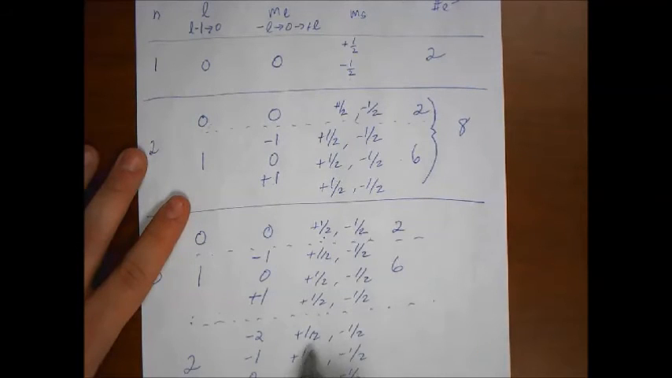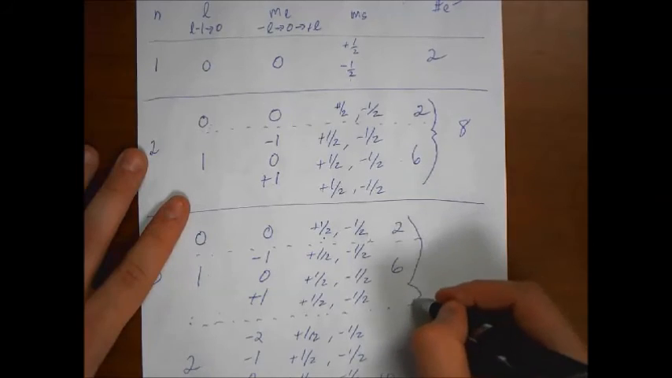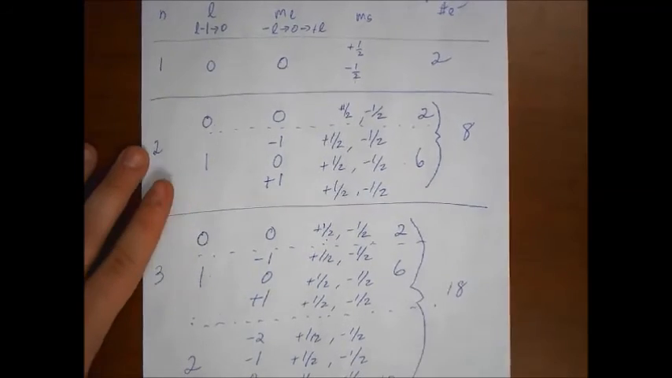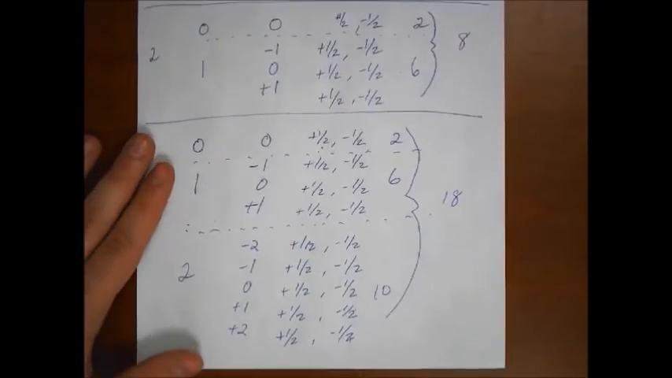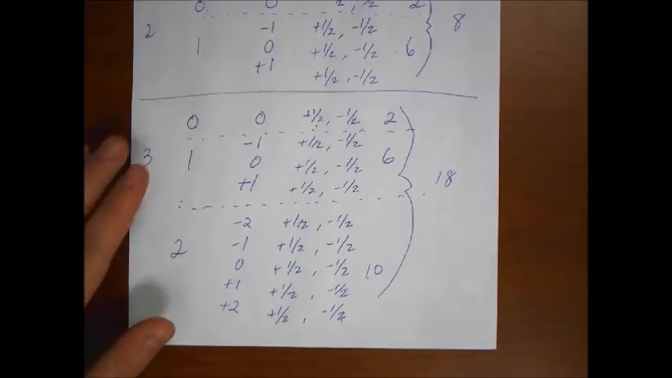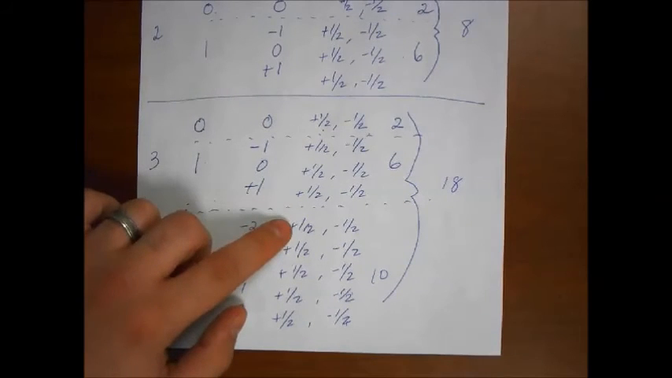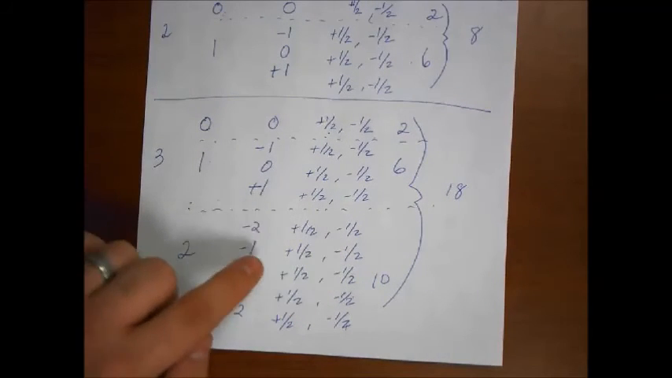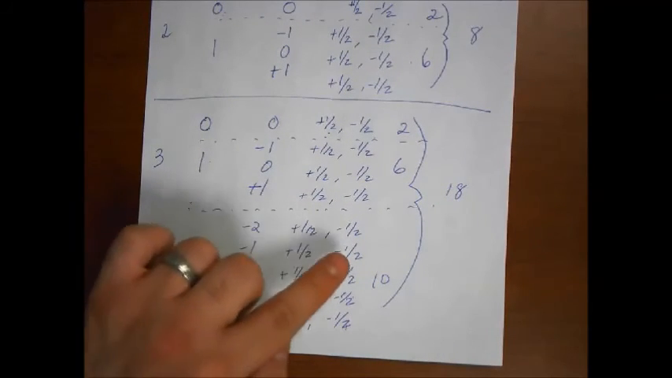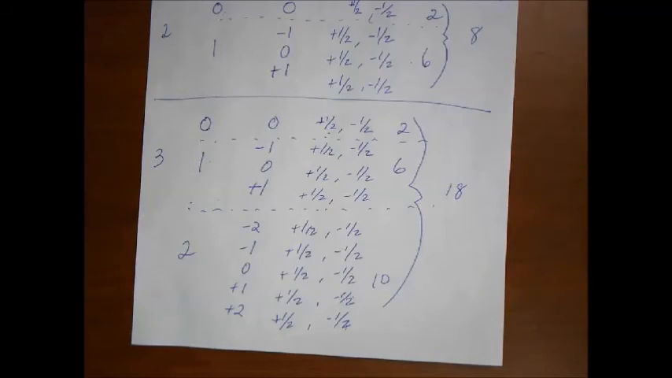So we can get as many as 1, 2, 3, 4, 5, 6, 7, 8, 9, 10. So in total, this is going to give us a grand total of 18 electrons in... Oh, I'm sorry. You guys couldn't see that there. So we had minus 2 to plus 2, and then in each one, we have a plus 1/2 and a minus 1/2. And this is going to give us a grand total of 10 electrons.